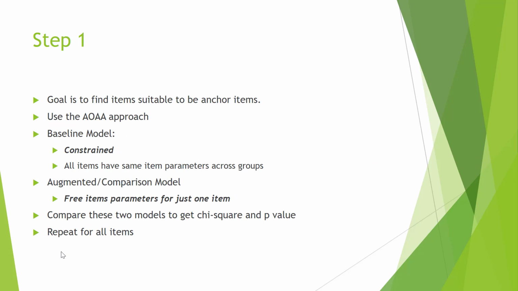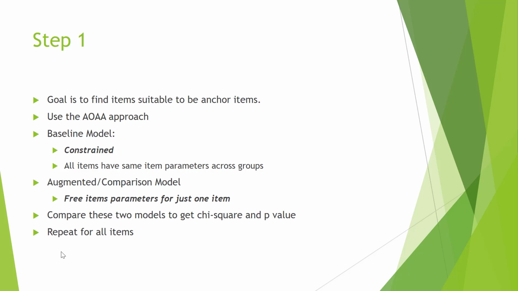Okay, so step one, we want to try to find some suitable anchor items, and the anchor items need to be DIF-free. So we need to test items to see if there may be DIF there, and if there is obvious DIF, we'll just rule those items out from anchor items. Now, we've already talked about how the all others as anchors approach is not great, but it's suitable for getting the process started in order to just find the anchor items, right? So that's what step one's all about. So we're going to use the all others as anchors approach.